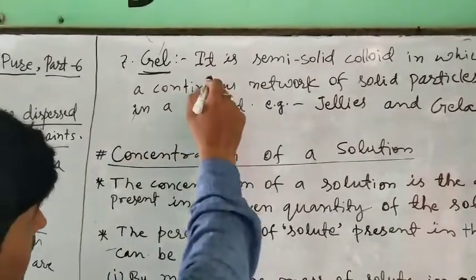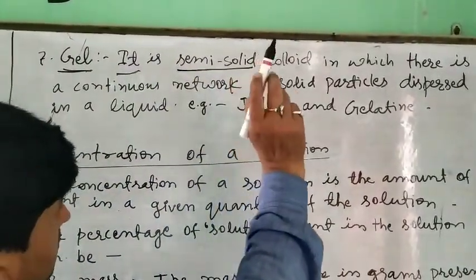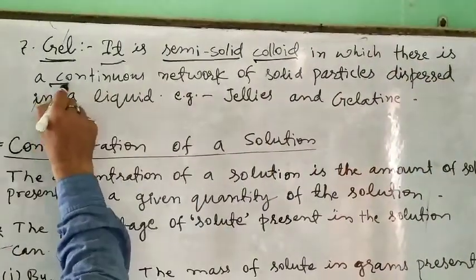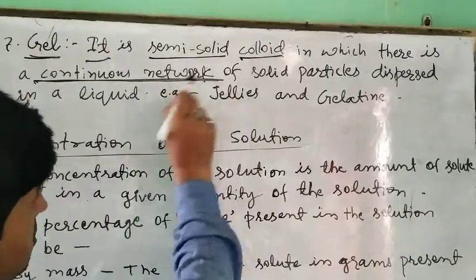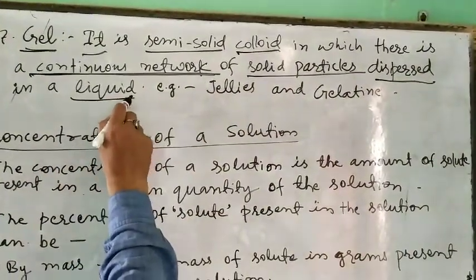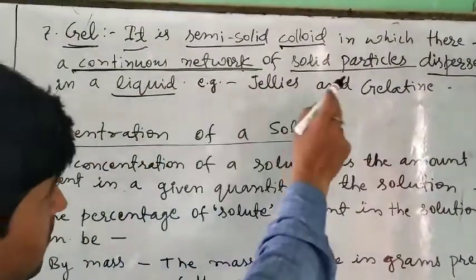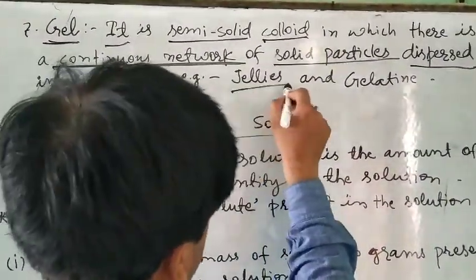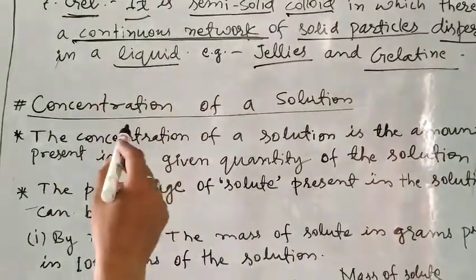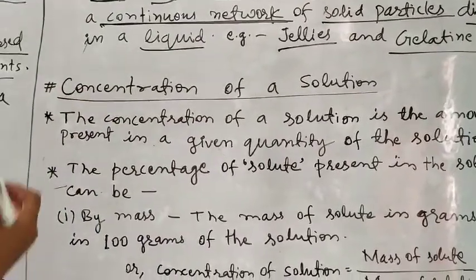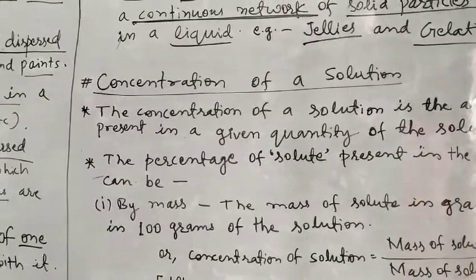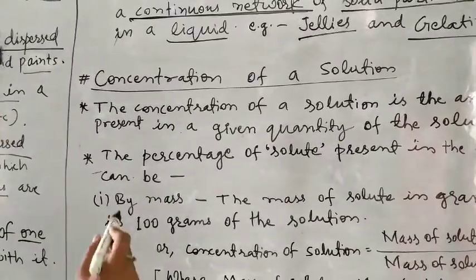Another example, or the last example, of one type of colloid is gel. What is a gel? It is a semi-solid colloid in which there is a continuous network of solid particles dispersed in a liquid. For example, jellies and gelatins are examples of gel that are used in our daily life. Several colloids are used in our daily life. So colloid is an important heterogeneous mixture.